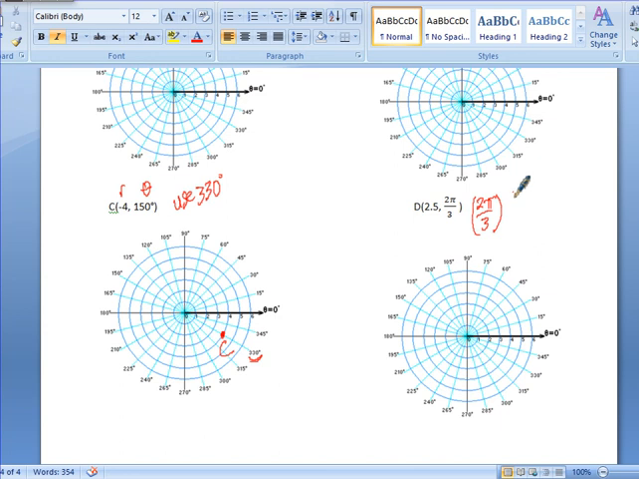And then finally, 2 pi over 3. Put that in your calculator. Times 180 over pi. Once you do all that, you're going to get 120 degrees. So go around, here's 120, and then it says 2.5. So I have to use the circle between 2 and 3. So here's 120 right there, and that would be point D.